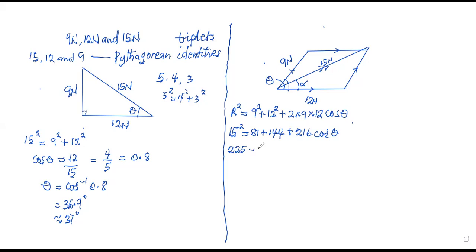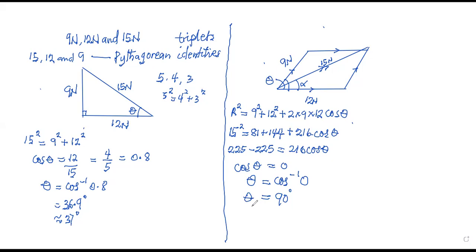225. Okay, 225 is equal to 216 cos of theta. This is 0, so we have cos theta equal to 0. Therefore, theta is equal to the cos inverse of 0, which is 90.